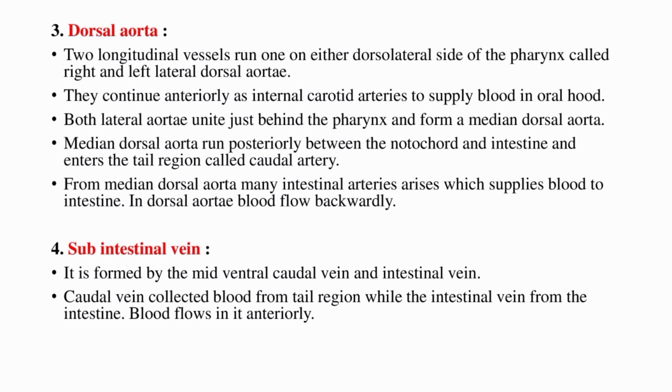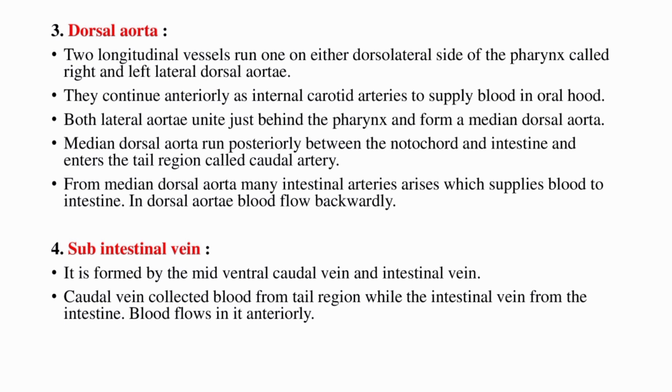Both lateral aortae unite just behind the pharynx and form a median dorsal aorta. The median dorsal aorta runs posteriorly between the notochord and the intestine and enters the tail region, called the caudal artery. From the median dorsal aorta, many intestinal arteries arise, which supply blood to the intestine. In dorsal aortae, blood flows backwardly.